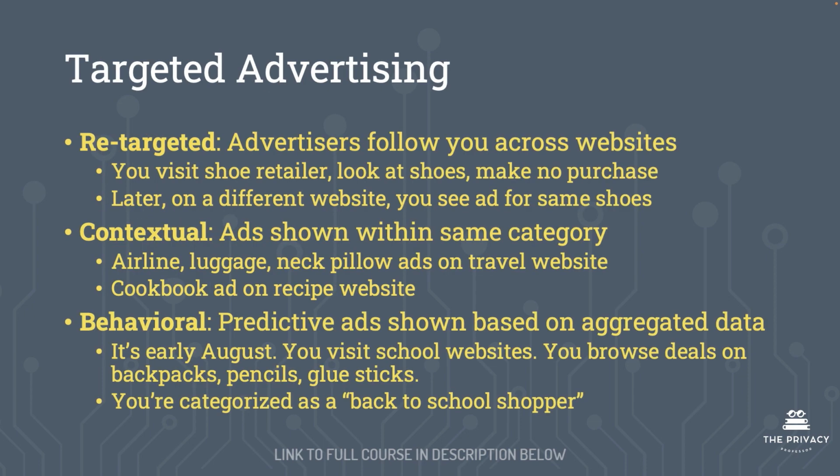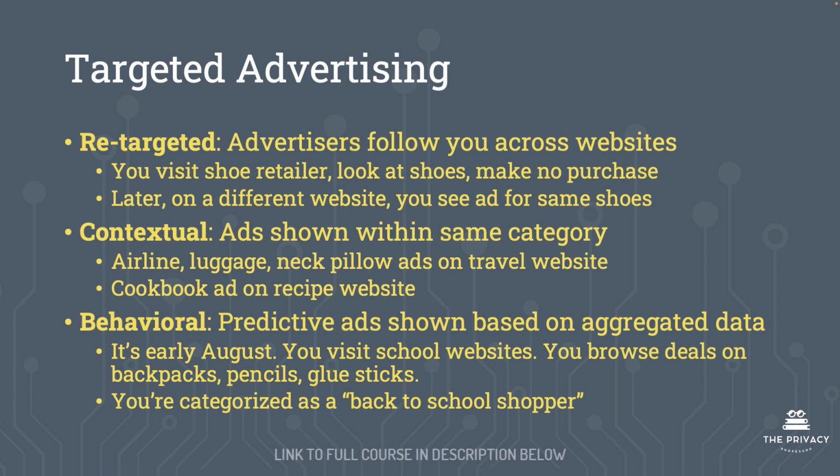There are 3 types of targeted advertising that you need to know for the CIPP US. These are retargeted, contextual, and behavioral. And we're going to discuss each of these in turn. With retargeted advertising, an advertiser is following you across websites.